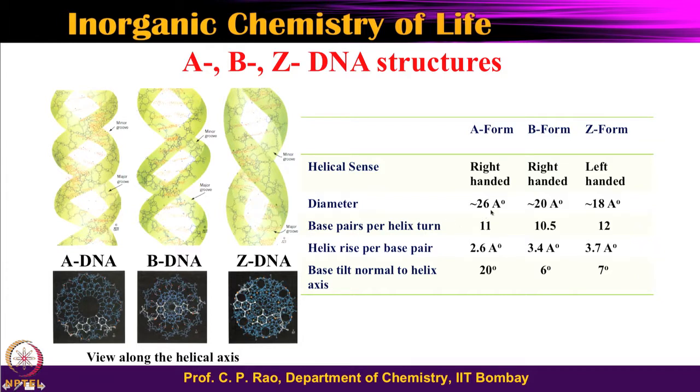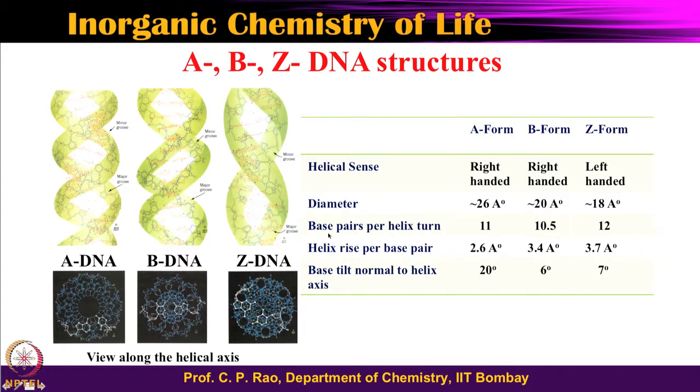You can see the differences in the diameter. So the diameter for A is 26 angstrom, that is 2.6 nanometer, for B 20 angstrom, 2.0 nanometer, and for Z 18 angstrom, 1.8 nanometer. So that means the cylindrical portion, that diameter, is reducing on going from A to B to Z type, almost by 1 nanometer or about 8 angstrom units. That is quite substantially different. That is why you see the structures look very different when you look down the central axis.